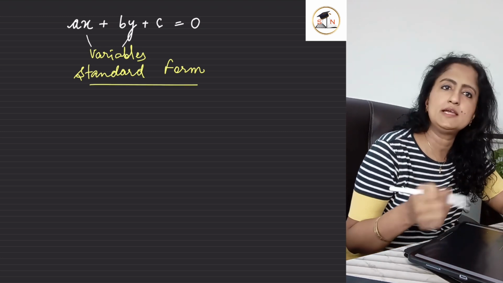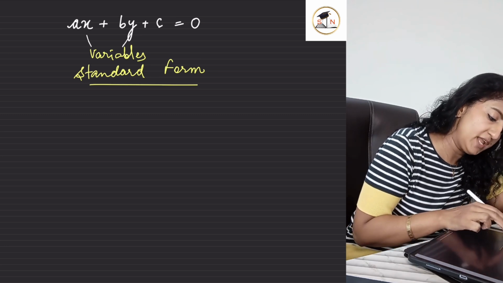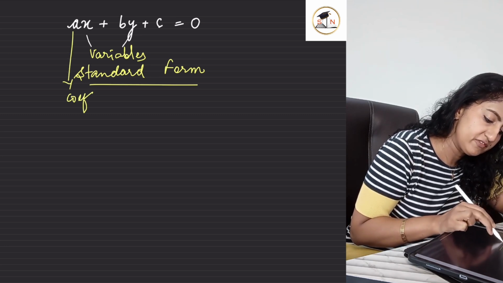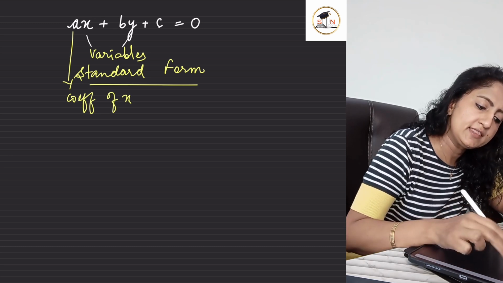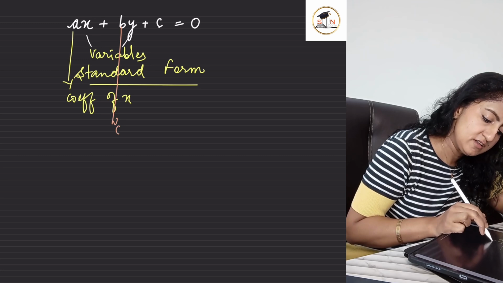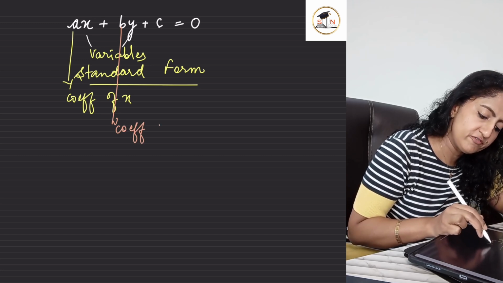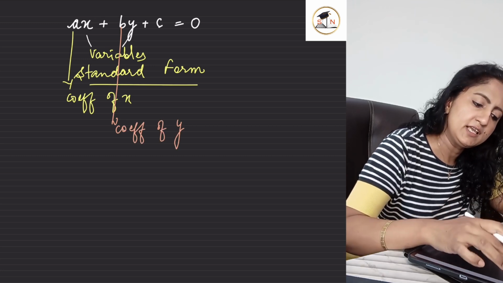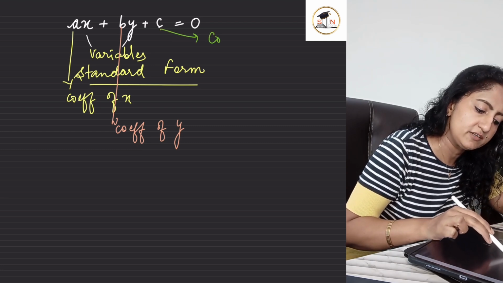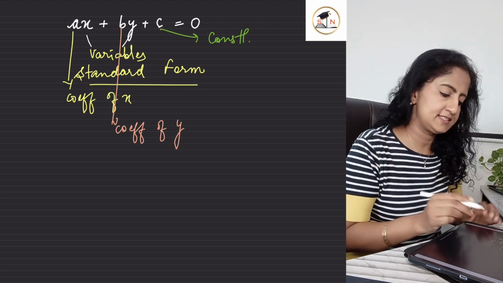So what is a, b, and c? Now, a is the coefficient of x. And then b is the coefficient of y. And then lastly, what is c? c is your constant. Okay, I'll just take an example over here.